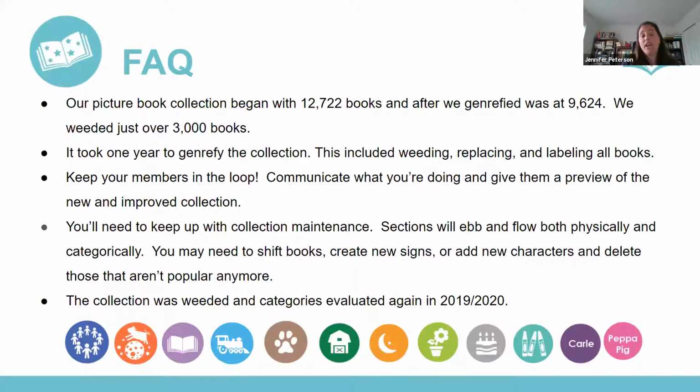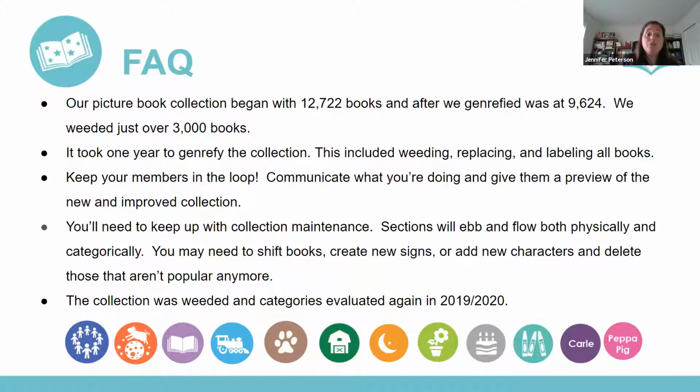Peppa Pig was a new category that I added about a year ago, because they were starting to come out with a lot of Peppa Pig books. We had a character called Kipper, and we only had a handful of books, and he was getting shoved in the back, and I don't think anybody really knew we had them. So I took those out and I put him, I think, in pets. But you have to be able to recognize when those trends are going to happen. You might need to create new signs if you're shifting.